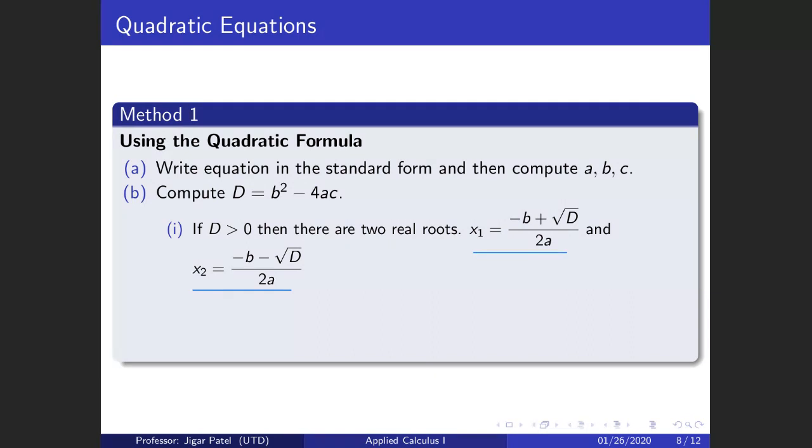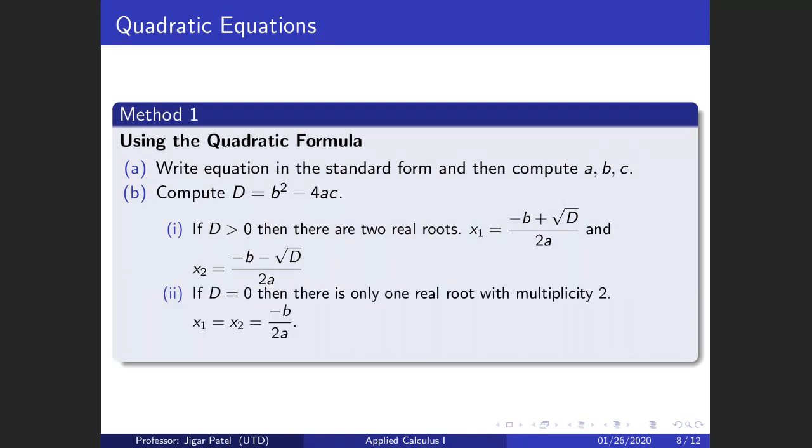What if D is 0? If D is 0, then square root of D is 0 as well. If you throw D equal to 0 in this formula, you get x1 equal to negative b over 2a, and x2 equal to negative b over 2a. What does this mean? This means that you only have one real root that repeats two times. All right, meaning there is only one real root with multiplicity 2. Multiplicity 2 means it repeats two times, right?